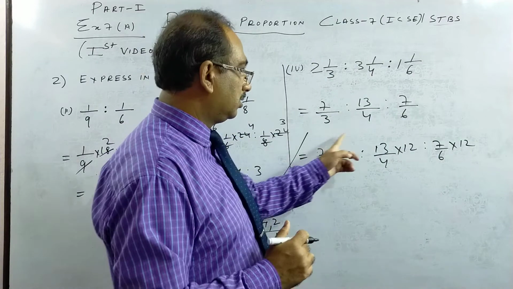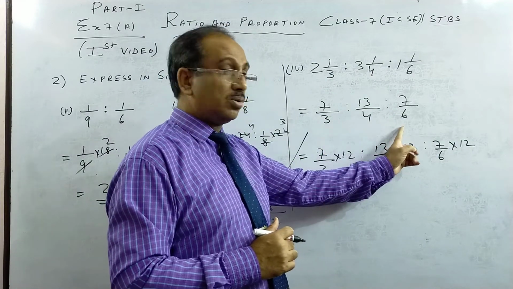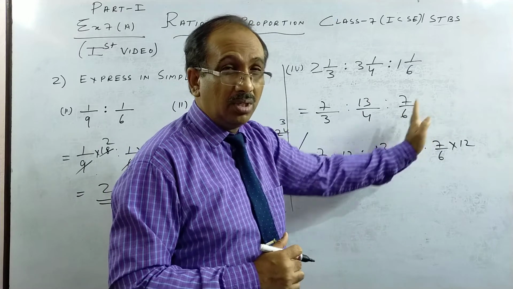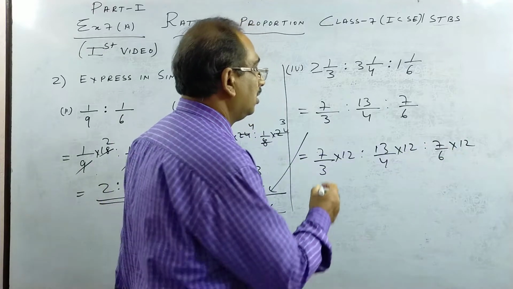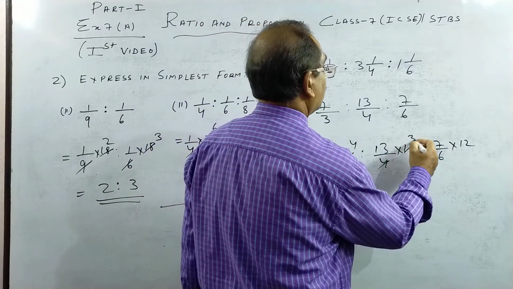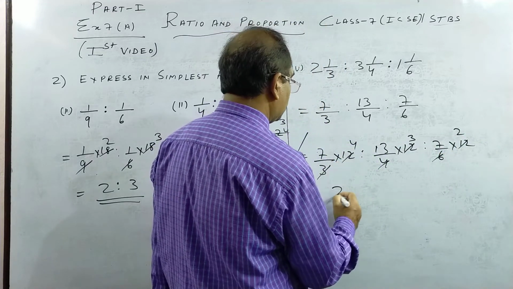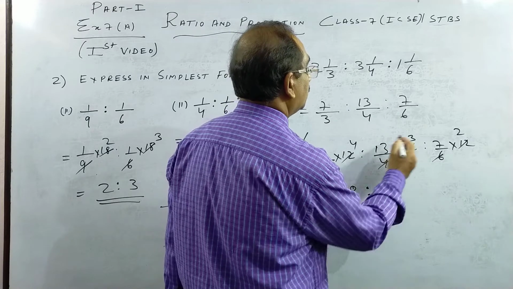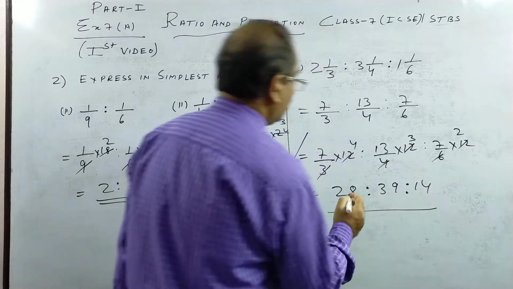Mental maths. 3, 4, 6. Take the biggest number 6. 3 goes, 3 twos are 6. 4 does not go. Biggest number, next table you go. 6 twos are 12. See, 3 goes, 4 also goes, 6 also. 3 fours are 12, 4 threes are 12, and 6 twos are 12. So what do we get, children? 7 fours are 28, 13 threes are 39, 7 twos are 14.